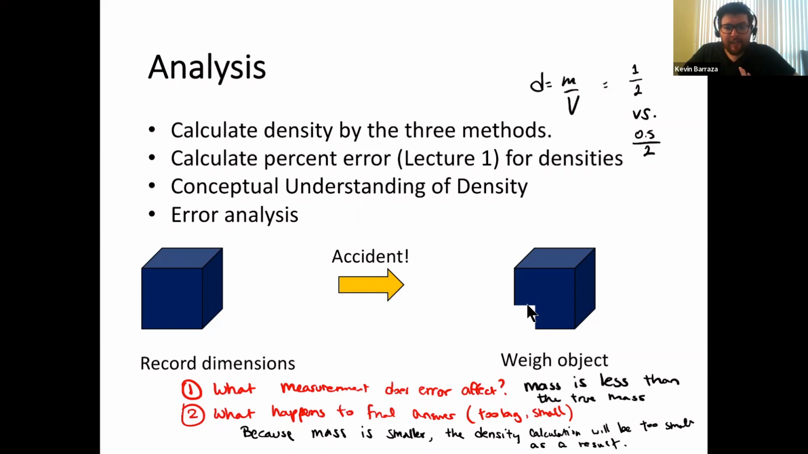So in this case, if I accidentally broke my object, then the mass would be lower than it should be. And it mattered because mass goes into the top of this formula. My density is going to be smaller than it should be. So I made a mistake and it made my final answer too small. That's the error analysis, but very important to talk about. Thank you.